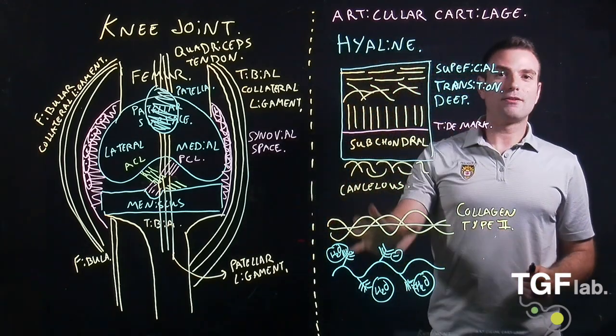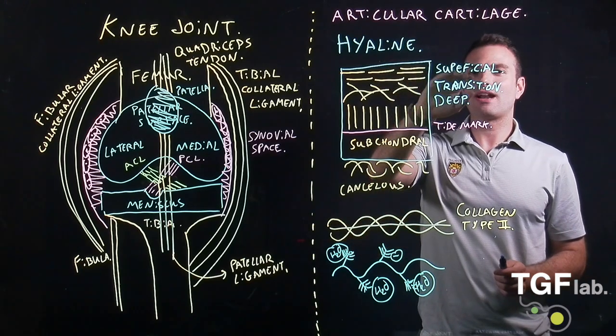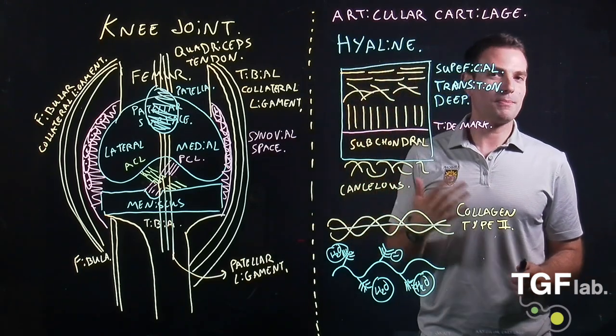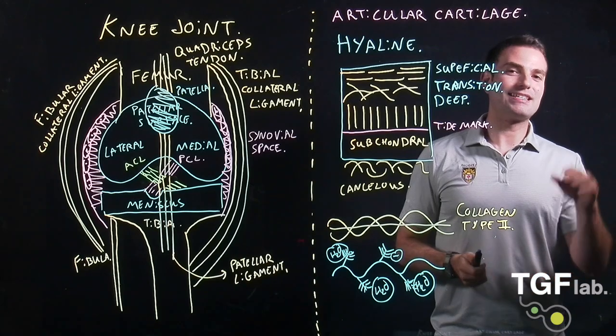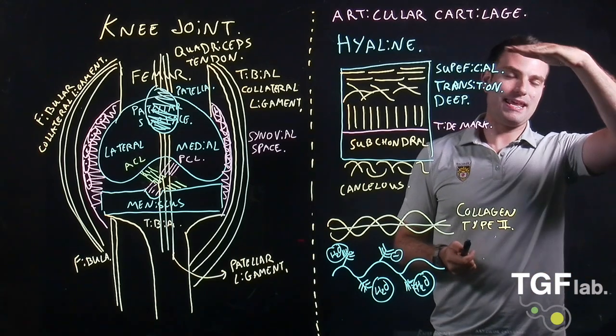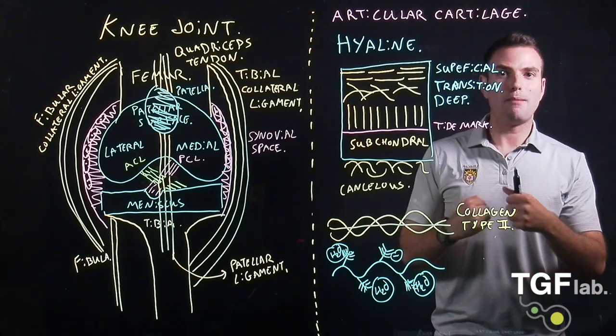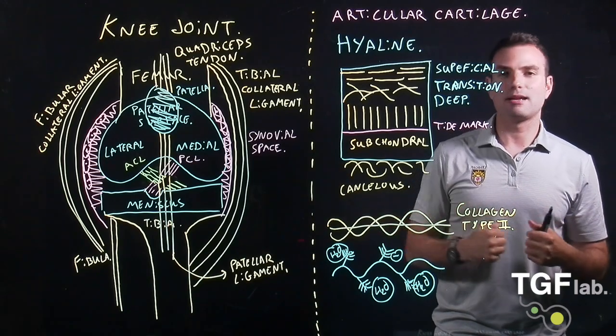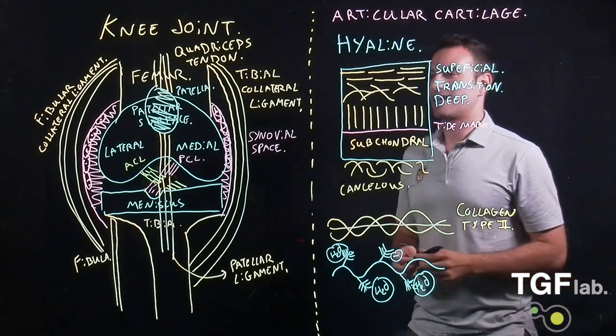Also, we have some proteoglycans and glycosaminoglycans in the superficial zone. One of the most important is lubricin, that is going to lubricate the top of the cartilage to avoid friction between the cartilage and the meniscus and the other areas of the knee.